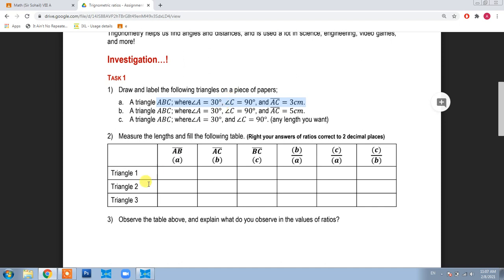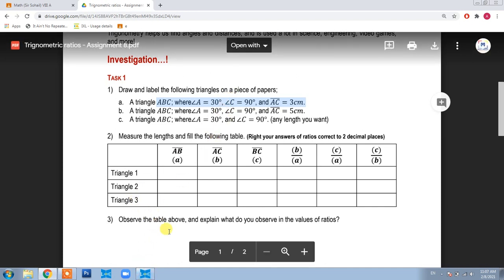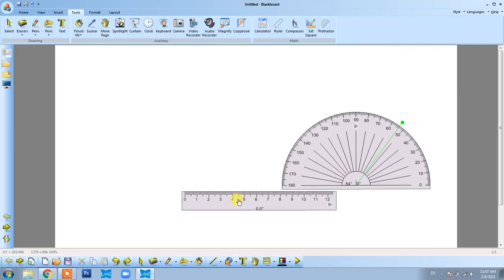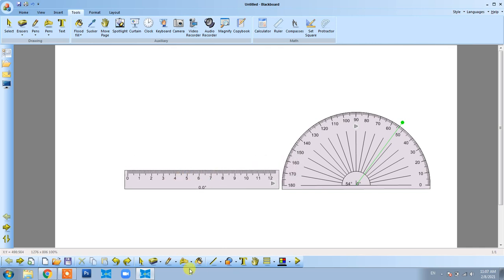I can show you how you can draw. For example, if you are working in your copy, you need to make a line first, line AC. You need a ruler to make a line. So take a ruler and make a line of 3 centimeters from your ruler, or 3 inches, whatever you want, right? Starting from 0 to 3, try to be as accurate as possible, right?